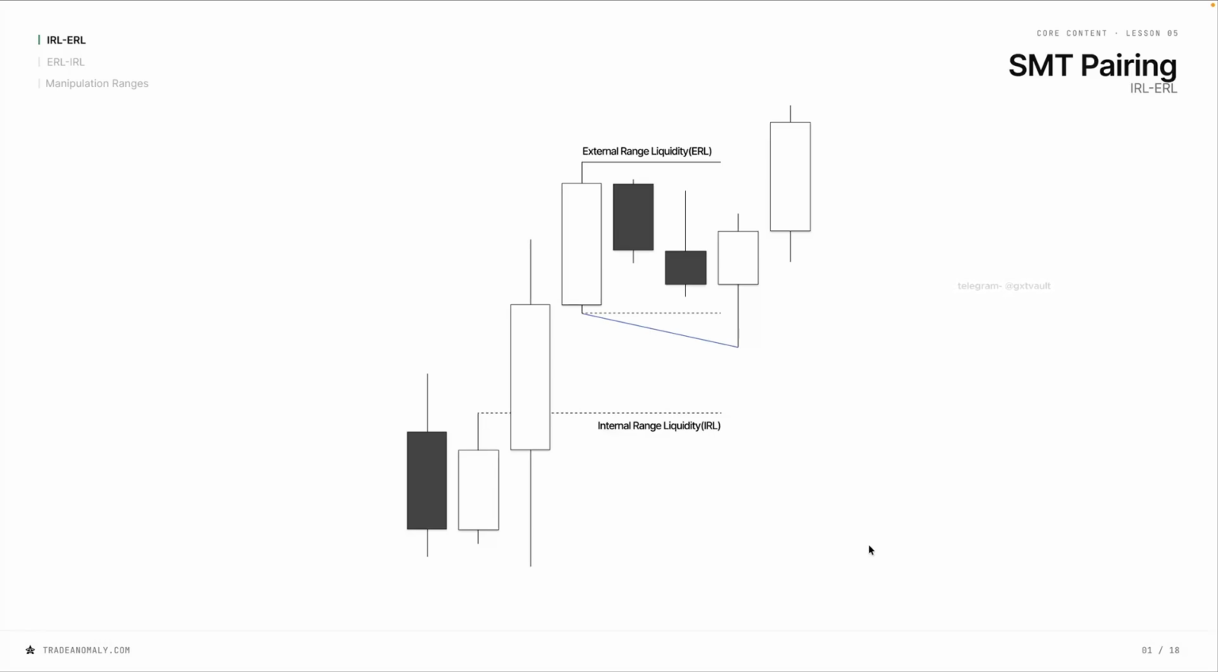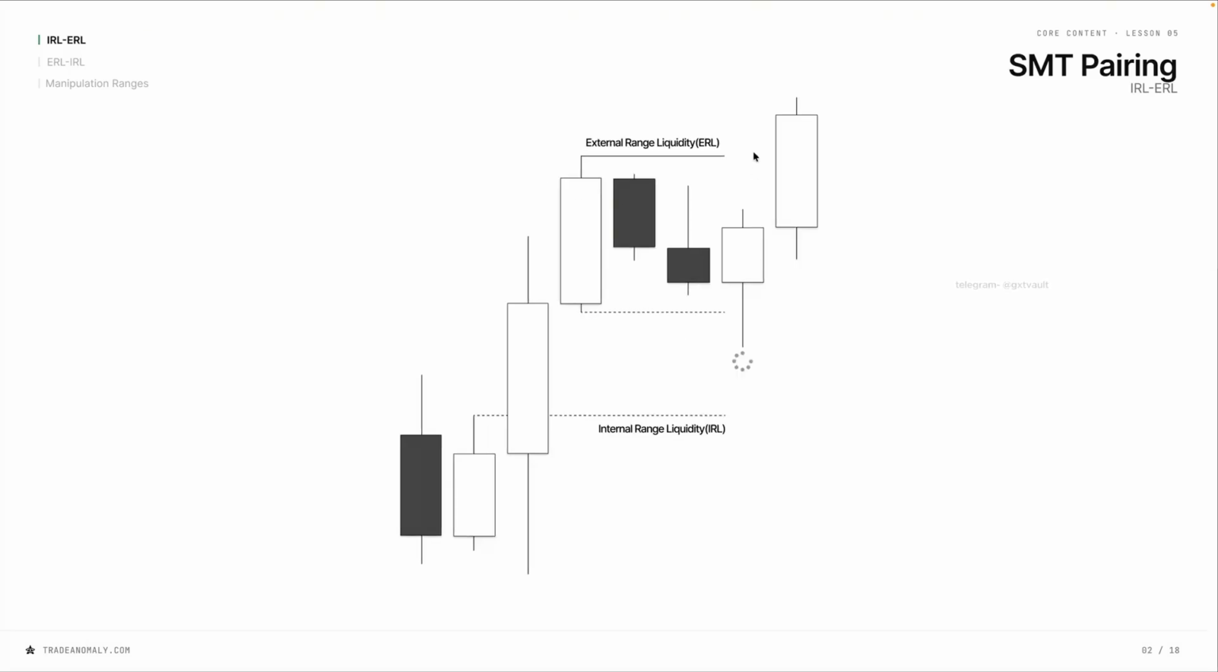So firstly, here's just SMT with our key level, right? SMT with the IRL, looking to target the ERL for a one-stage cracking correlation. Here is another form of one-stage cracking correlation where both assets hit the gap, but the candle close confirming the gap is a PSP, right? On the correlated market, this would be bearish. On this market here, it's bullish.